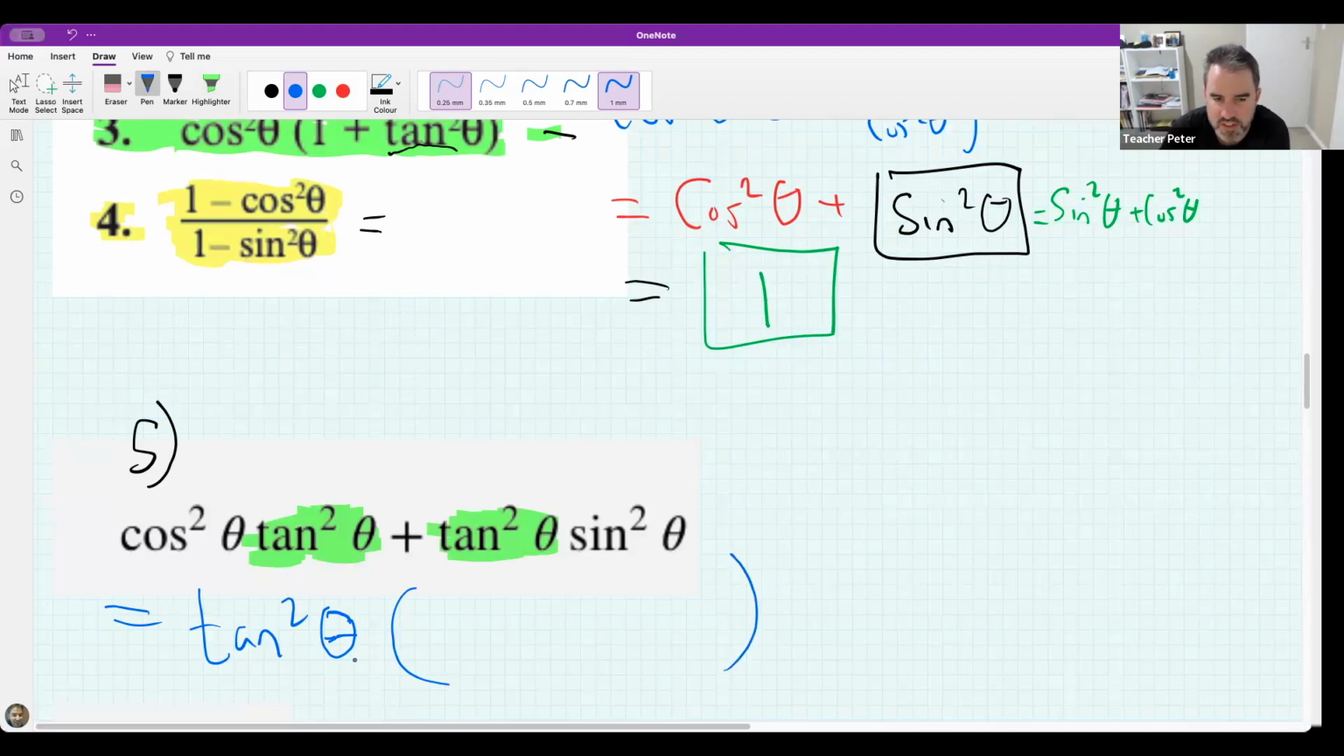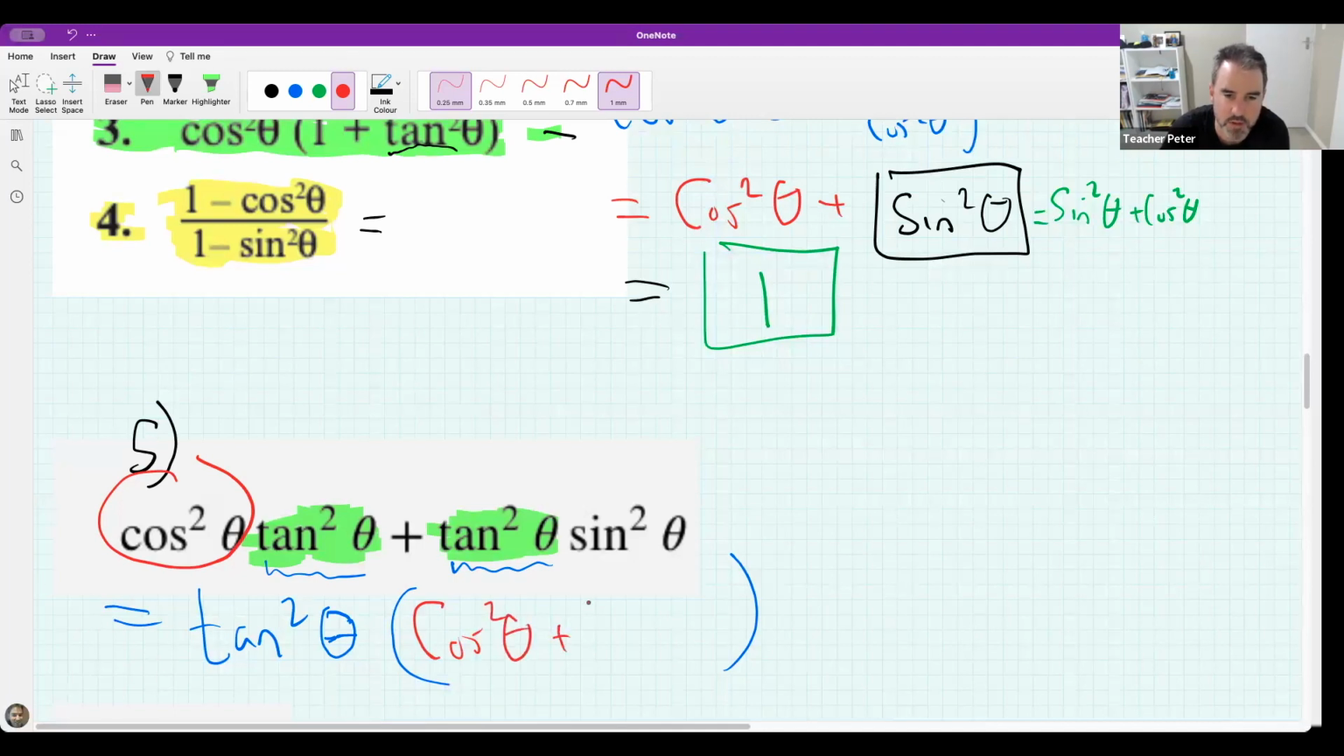And so what do you think is going to go inside this? If you take out the highest common factor, what's left behind is going to be cos squared theta plus sine squared theta. So we can't drop it in the sense that there's not two sides here, but what you can do is factorize.